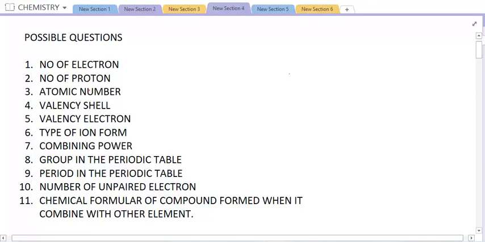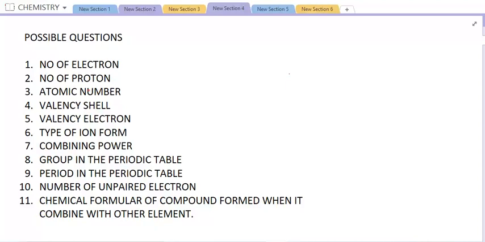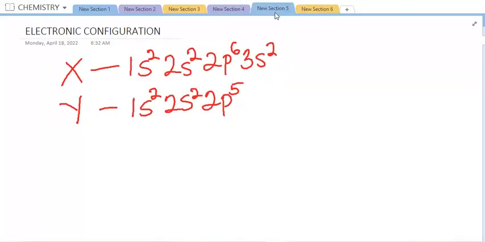I want you to determine the number of electrons, determine the number of protons, tell me the atomic number, the valency shell, the valency electron, the type of ion it forms, the combining power, the group to which it belongs in the periodic table, the period to which it belongs in the periodic table, the number of unpaired electrons it has, and the chemical formula of the compound formed between X and Y. That is what we want to answer. Let us start like this.